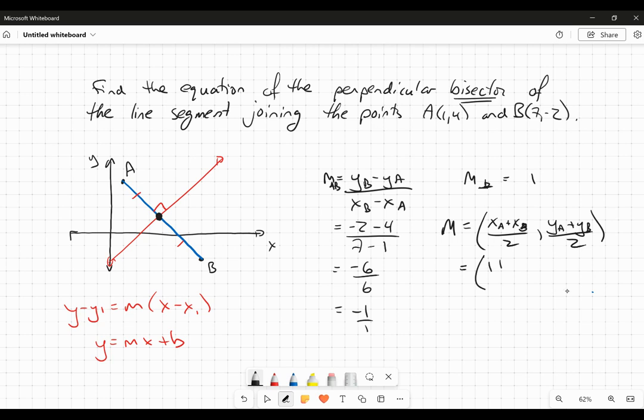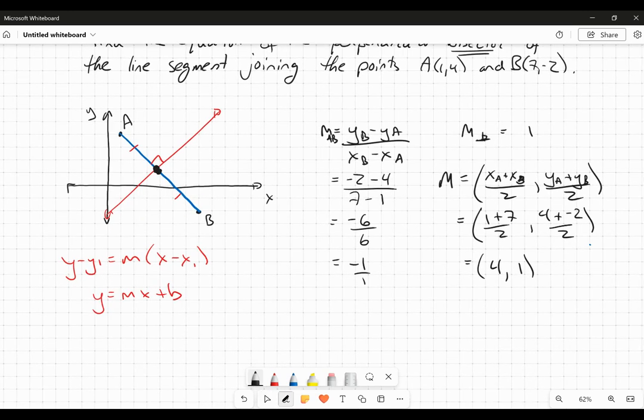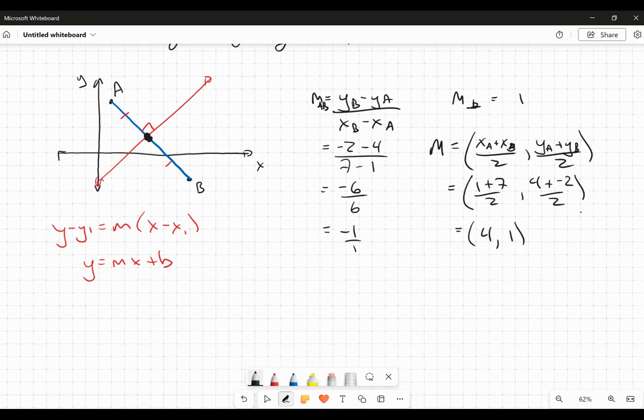So this will be (1 plus 7) over 2, (4 plus -2) over 2. Okay, well, 1 plus 7 is 8, divided by 2 is 4. 4 plus -2 is 2, divided by 2 is 1. So, I was really close to that. So, okay, my midpoint is actually just a little bit below that, (4, 1) here. So now I've got a slope and I've got the point.